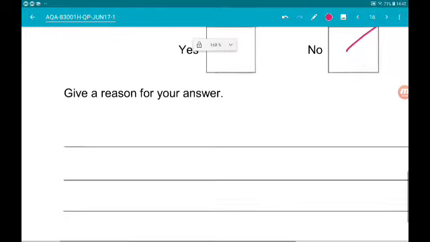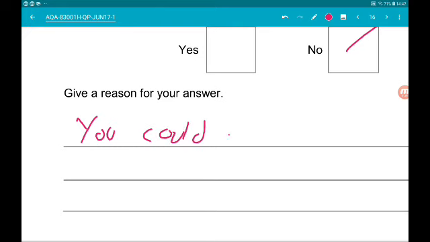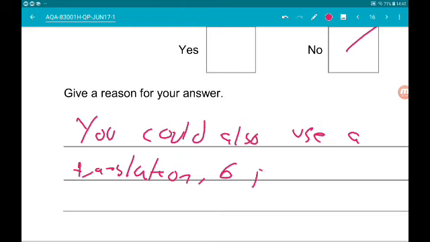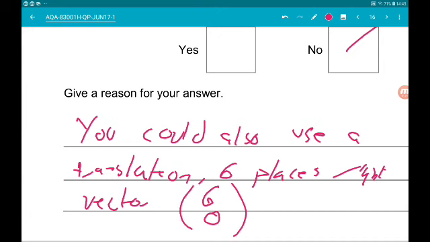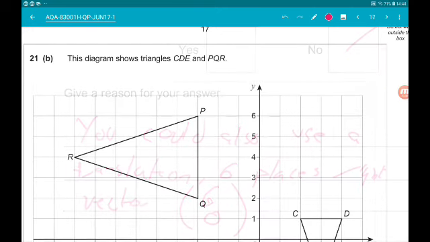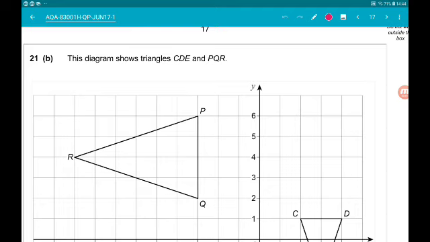So you could also use a translation 6 places right. Now the vector for that would be (6, 0). Cool. Part B. Diagram shows two triangles, CDE and PQR.